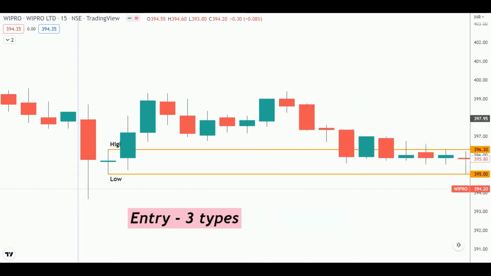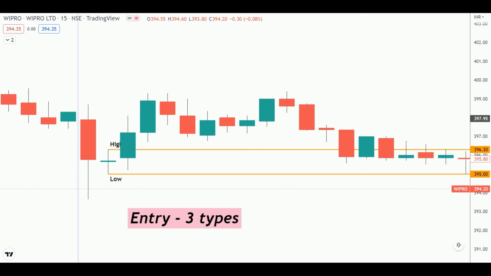We can use three types of entry methods for this one. The first type of entry will be the high and low of this inside bar. Once the high of this candle is broken, we will enter and we will keep the stop loss at the low of this candle, and we will take around 1:1 or 1:2 risk to reward. We are also going to see another very optimized entry strategy on the 1 minute time frame at the end of this video. So be there and watch this video without skipping.